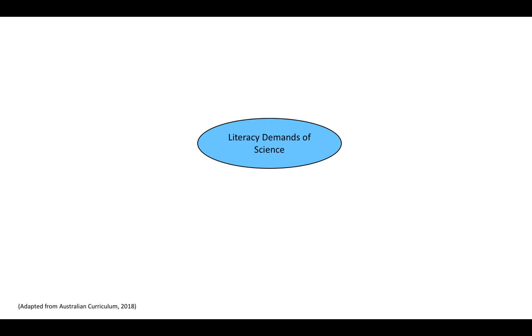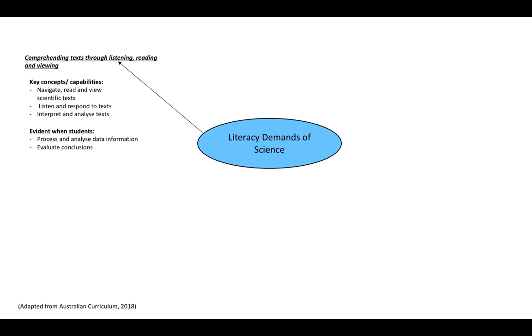There are various literacy demands of science. In the Australian curriculum, science students develop a broader literacy capacity as they explore and investigate their world. They are required to comprehend and compose text through listening, reading, and viewing. This includes navigating, reading, and viewing scientific texts such as journal articles and lab reports.